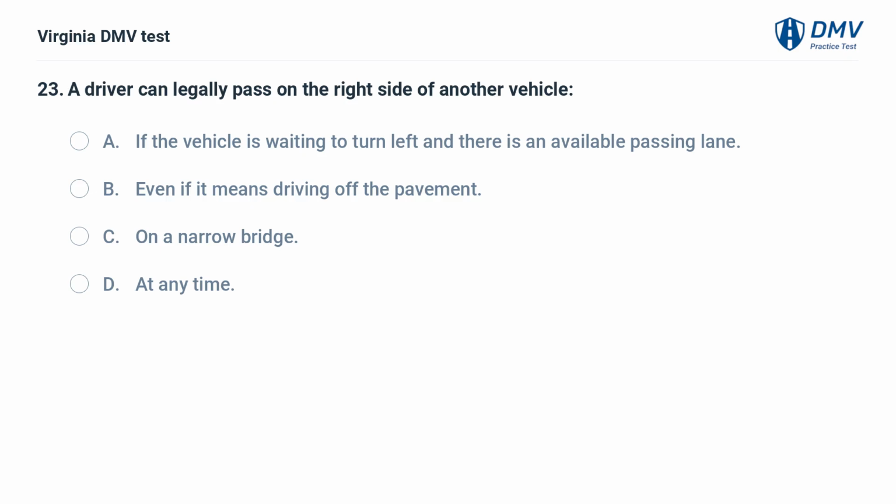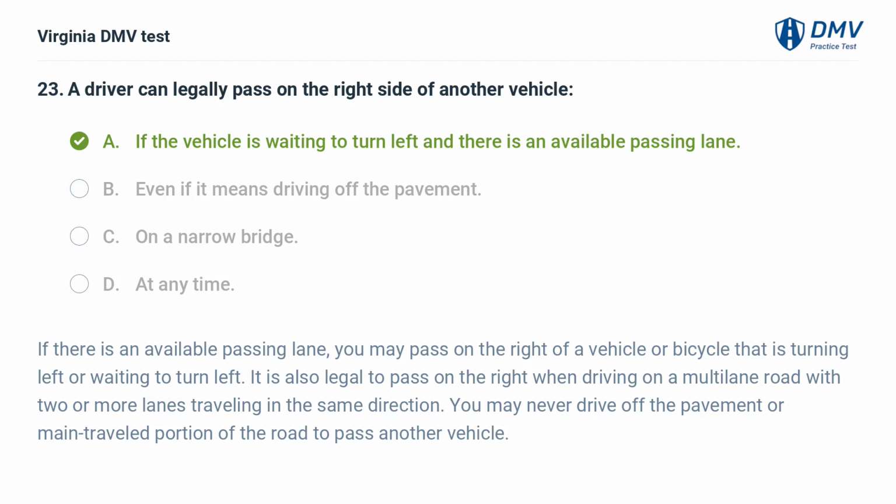A driver can legally pass on the right side of another vehicle. A. If the vehicle is waiting to turn left and there is an available passing lane. B. Even if it means driving off the pavement. C. On a narrow bridge. D. At any time. A. If the vehicle is waiting to turn left and there is an available passing lane.